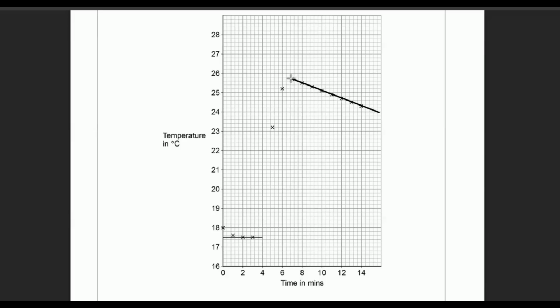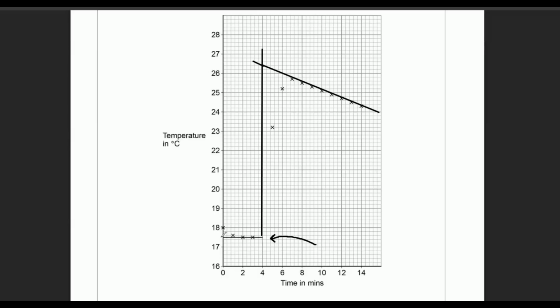And I'm going to extend this going through here, and I'm going to do it up to the 4 minute line. Now this is the 4 minute line. Look. So I want these lines to intersect. Okay. And now the temperature change, this was the initial temperature.